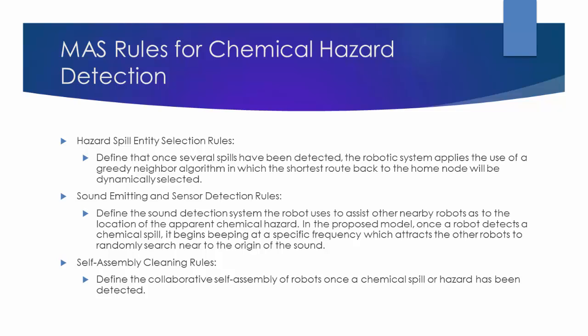The second major rule is the sound emitting and sensor detection rule. These sound sensors would replace the pheromone already in the MASON foundational model of ants foraging. The sound detection will be used since the robot will assist other robots nearby to the location of the apparent chemical spill or hazard. Once the robot detects a spill, it will begin beeping at a specific frequency, which will attract the other robots to randomly search within the area where the sound is coming from.